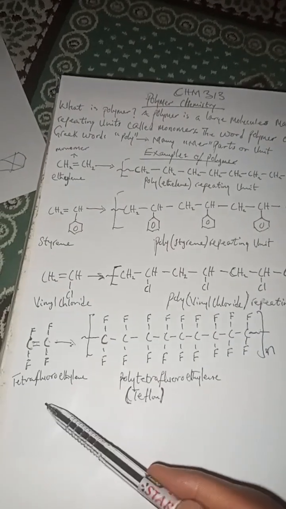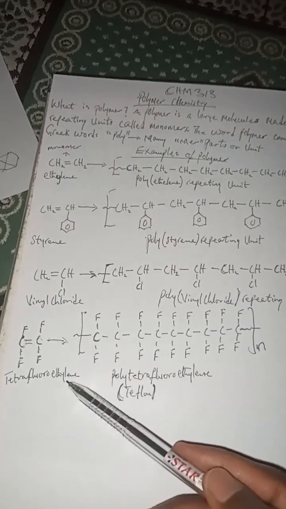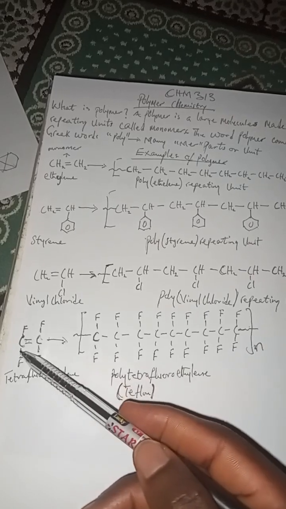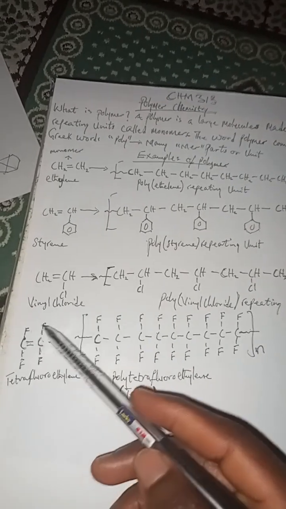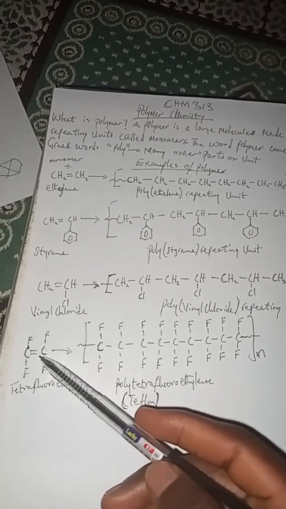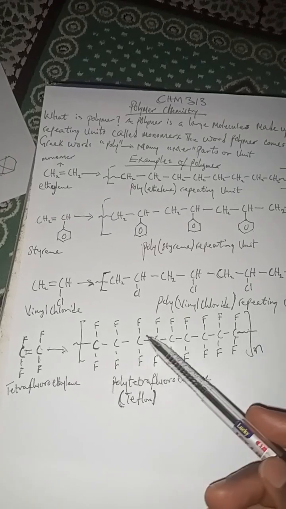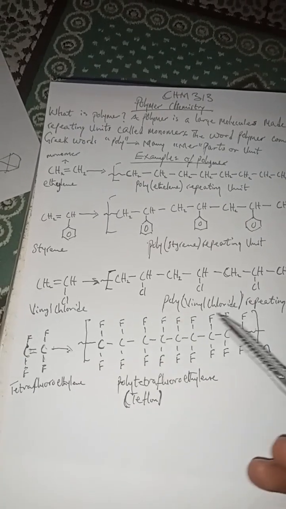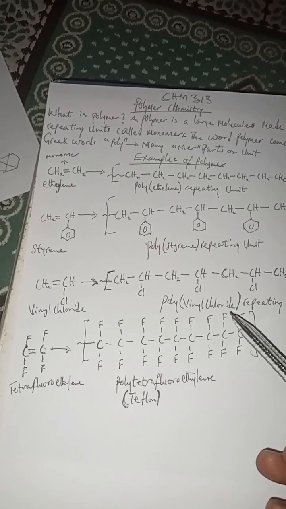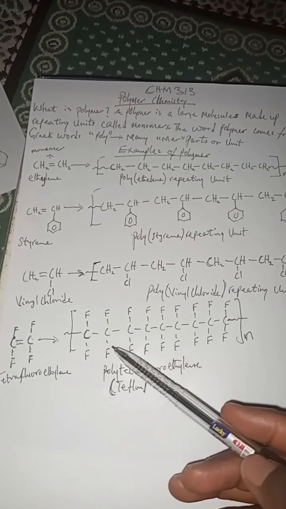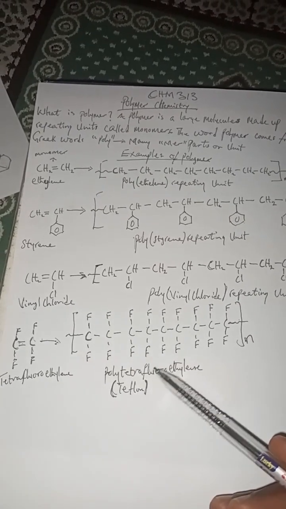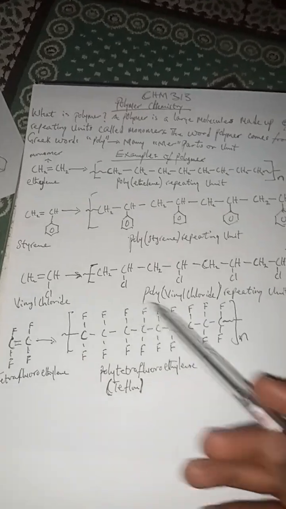Then we also have tetrafluoroethylene. This is the molecule, the monomer. By the time one of these bonds breaks, we are going to have a large number of tetrafluoroethylene units. From there, you have polytetrafluoroethylene. So it's another example of a polymer.